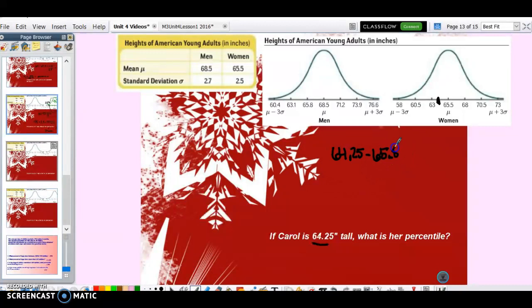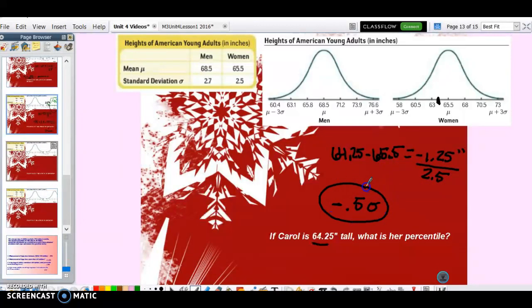That gives us 1.25, or negative 1.25 because she's below. Now that's how many inches she is below the mean. Remember, we divide that into the standard deviation. So that means that she is negative 0.5 standard deviations from the mean.